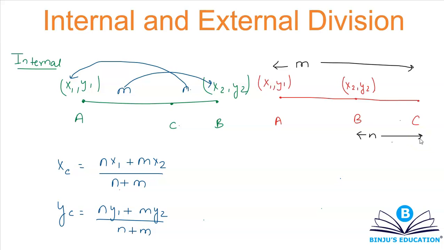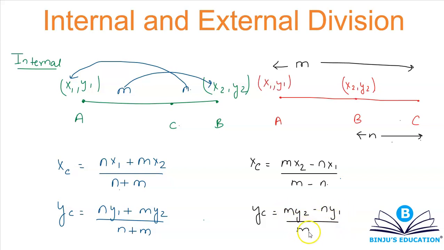And if you want to calculate the coordinates of point C, xc will become (m x2 minus n x1) divided by (m minus n), and yc will become (m y2 minus n y1) divided by (m minus n). Okay, this is how you do the internal and external division.